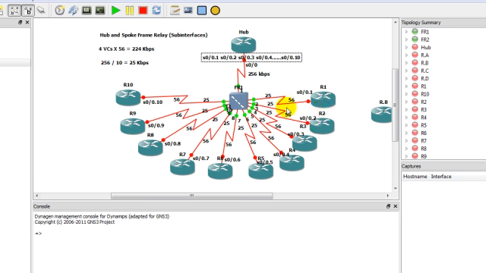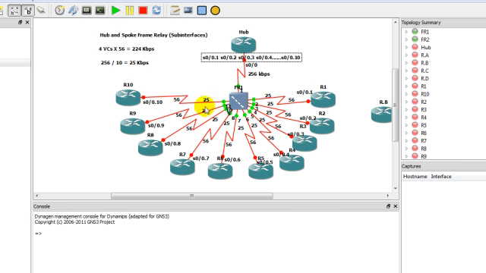So as you see here, I have 256 kilobit per second, and I have to divide it by 10 to be adequate, to be enough for each of the 10 routers here. So this is my first scenario.